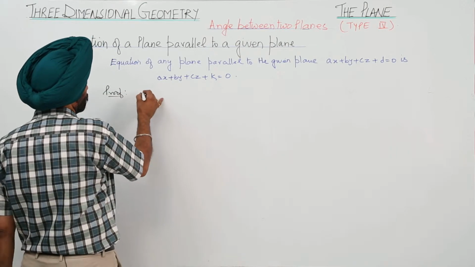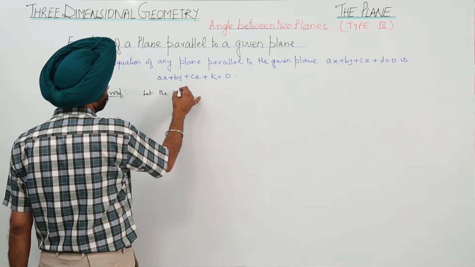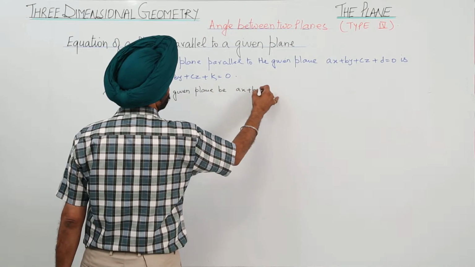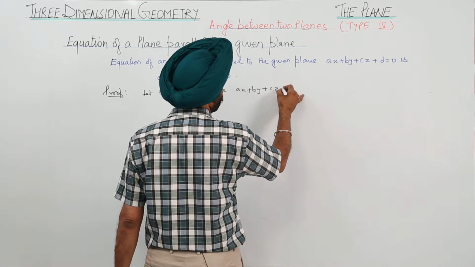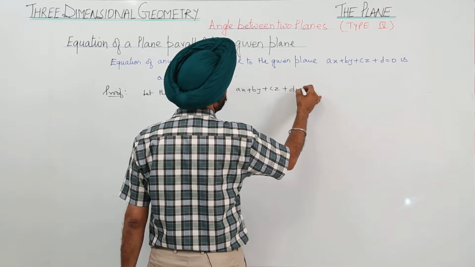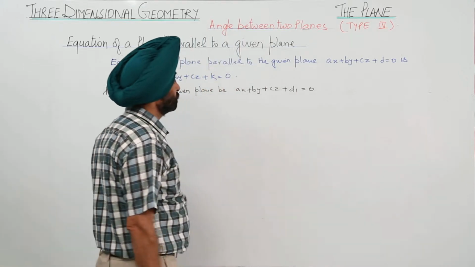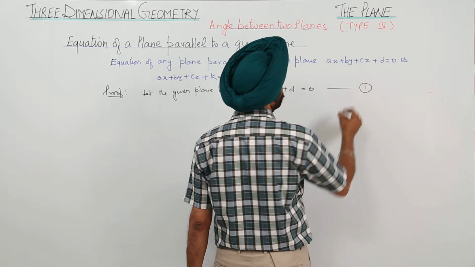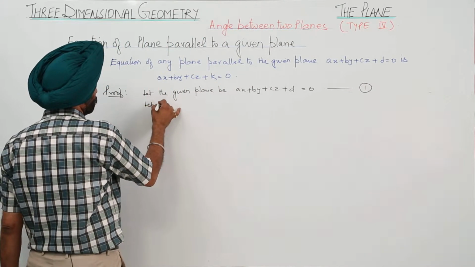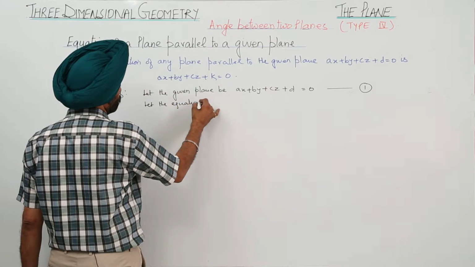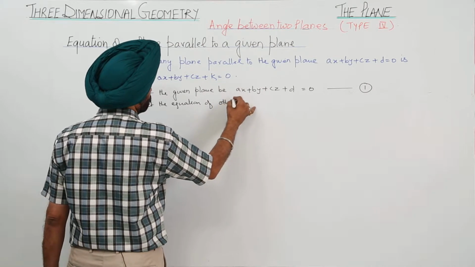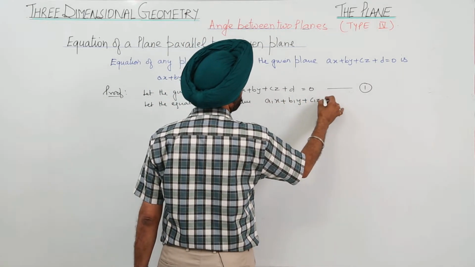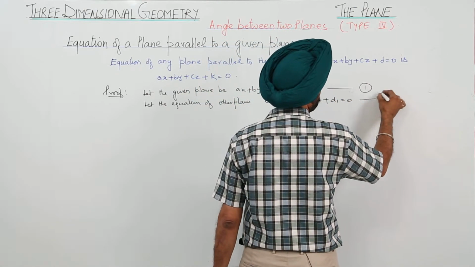Proof now. Let the given plane be ax plus by plus cz plus d is equal to 0. Let this be equation 1 and let the equation of other plane be a1x plus b1y plus c1z plus d1 is equal to 0. Equation 2.